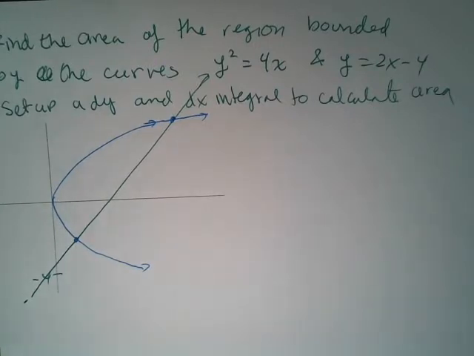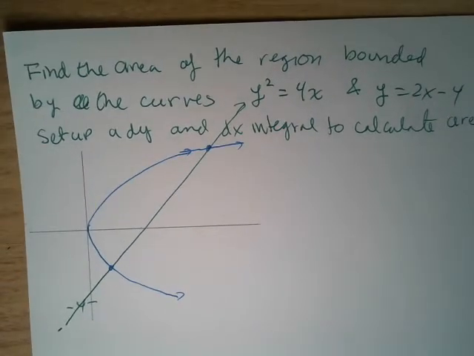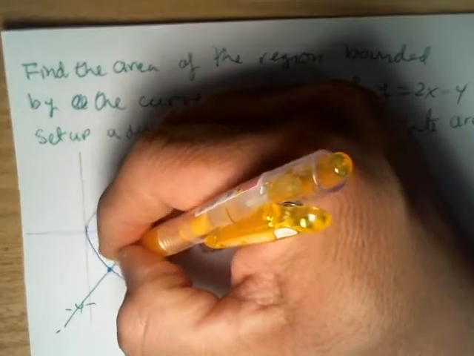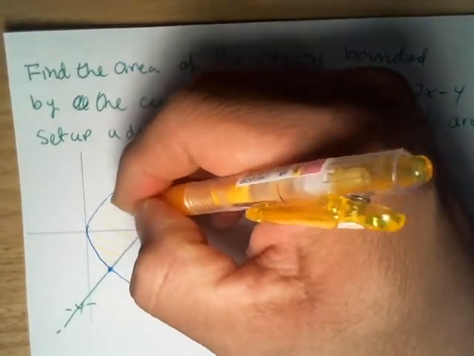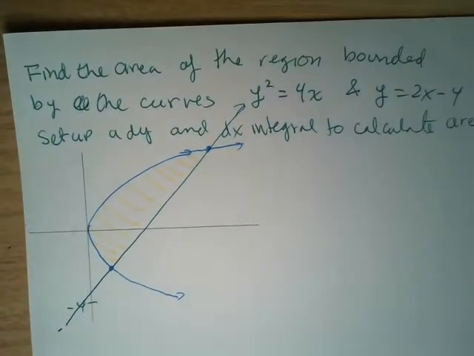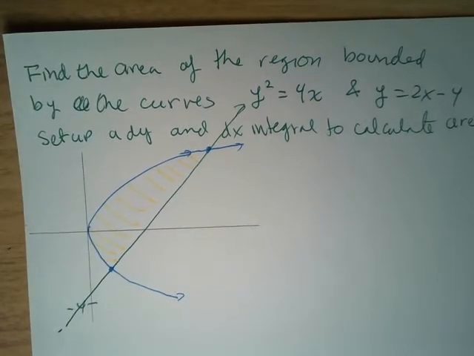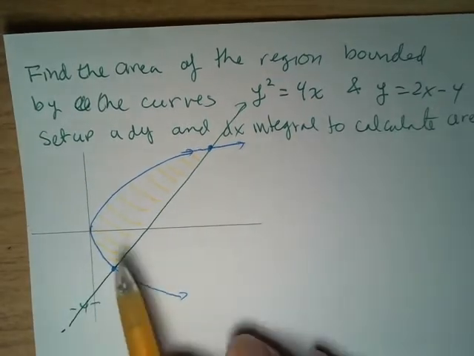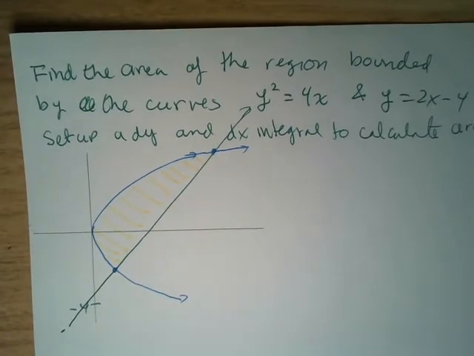Okay, so let's identify what region it is that we are trying to find the area of. Now, the region bounded, as we can see, is going to be this region right here. That is the only region that is bounded by the two curves. The other parts here, they're unbounded. So now the next thing would be, what are these points here? So let's find the points of intersection.